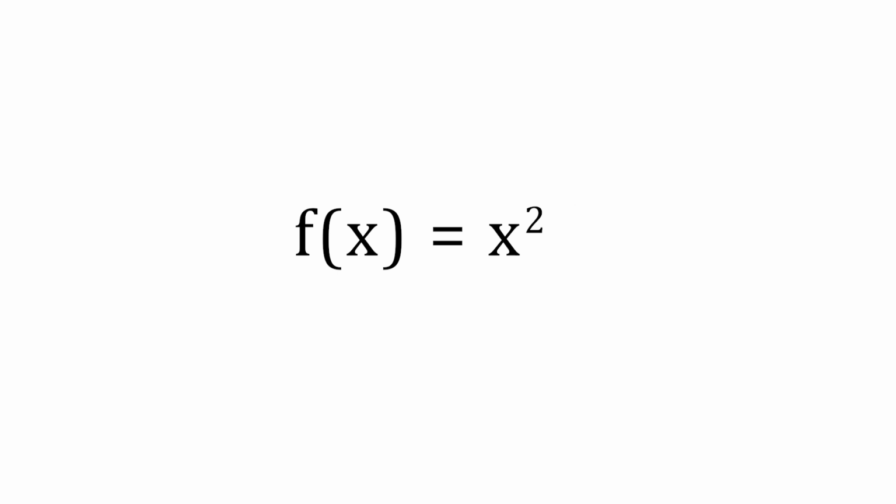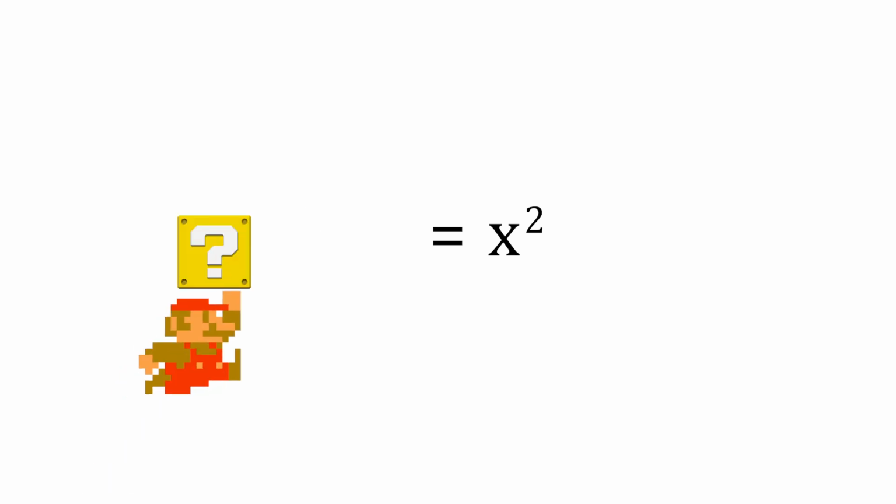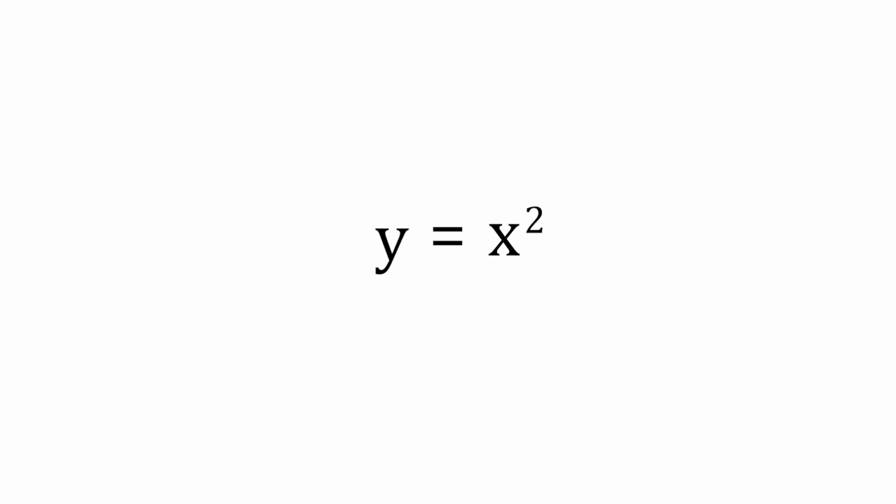Now let us bring back our old problem of constraining the degrees of freedom. And now let's do some cheeky work. Let us replace f of x with y. So now the equation becomes y equals x squared. Technically speaking, we are just mapping the output of the function to a new variable y.